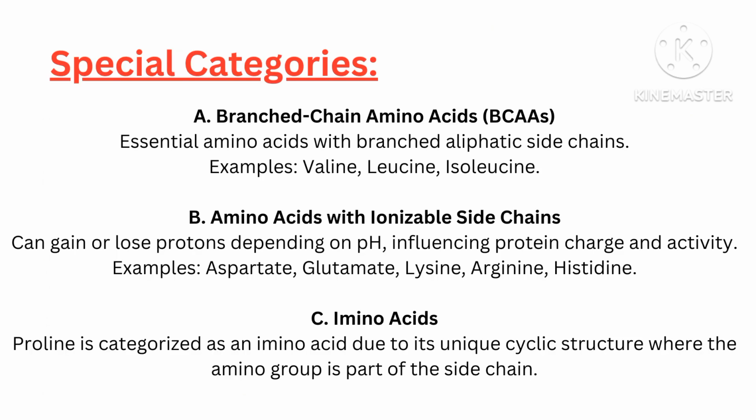Special categories. Branched chain amino acids, BCAAs. Essential amino acids with branched aliphatic side chains. Examples: valine, leucine, isoleucine. Amino acids with ionizable side chains can gain or lose protons depending on pH, influencing protein charge and activity. Examples: aspartate, glutamate, lysine, arginine.